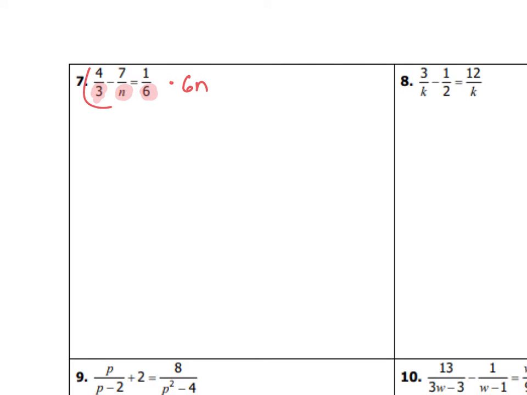Now we distribute this out to everything. To get from 3 to 6n, what do I multiply by? 2n, so we do 4 times 2n, which is 8n. To get from n to 6n, what do I multiply by? 6, what is 7 times 6? Keep the subtraction sign, good. Keep the equal sign. To get from 6 to 6n, what do I multiply by? N, what is 1 times n? N. That's my new problem.